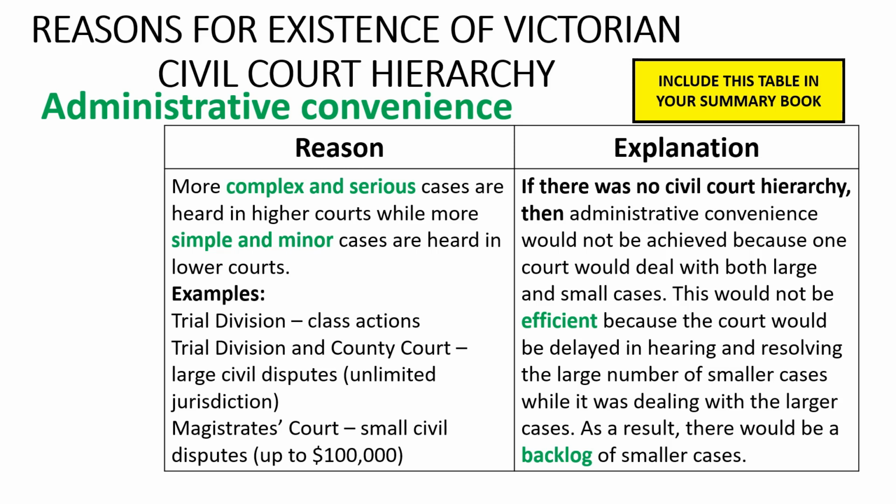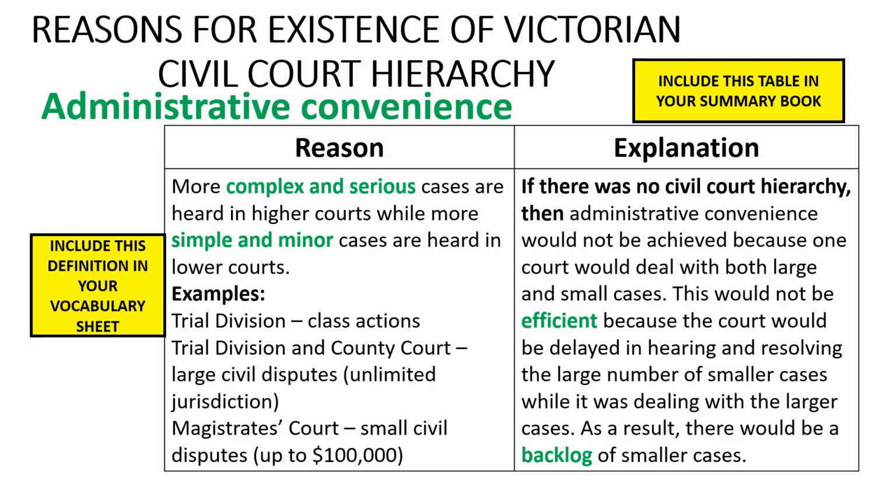As I've said, the first reason for having a Victorian civil court hierarchy is administrative convenience. Administrative convenience means that more complex and serious cases are heard in higher courts, while more simple and minor cases are heard in lower courts. Look down the left-hand side of your vocabulary sheets, find the term administrative convenience and write this definition in there.